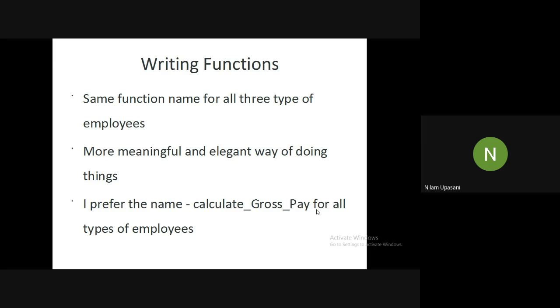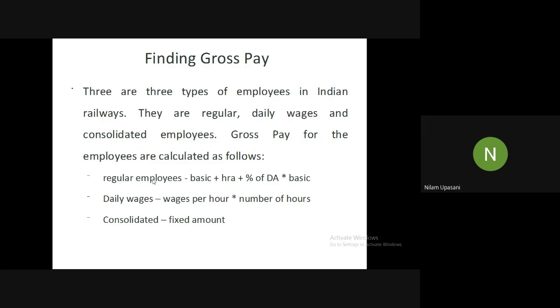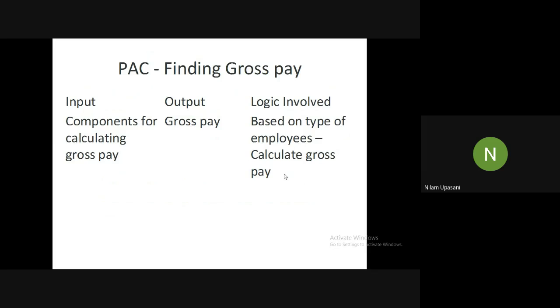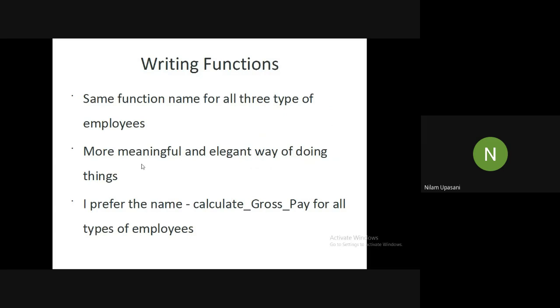Because generally while writing a function we have learned that we should give meaningful names to variables as well as functions. So what is the meaningful name? Calculate gross pay. For all these three functions, maybe it is for regular employee, daily wages or consolidated, the name would remain calculate gross pay. A more meaningful and elegant way of doing this is, I prefer the name calculate gross pay for all types of employees.